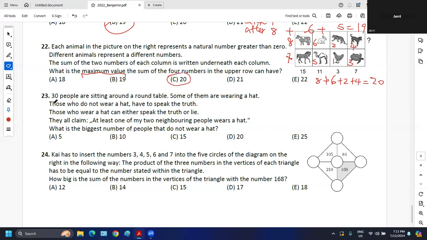Question number 23. 30 people are sitting around a round table. Some of them are wearing a hat. Those who do not wear a hat have to speak the truth. Those who wear a hat can either speak truth or lie. They all say: at least one of my 2 neighboring people wears a hat. What is the biggest number of people that do not wear a hat?